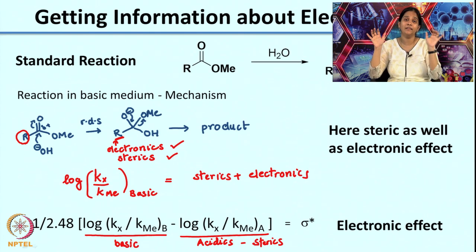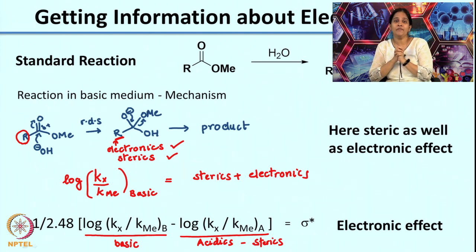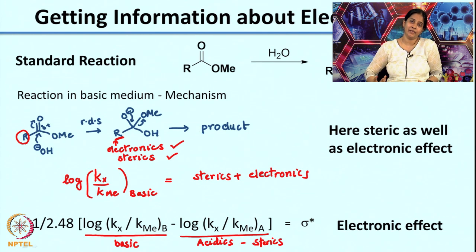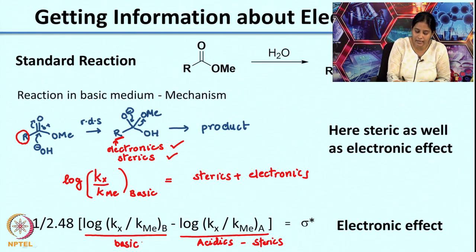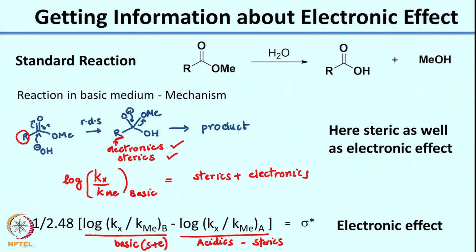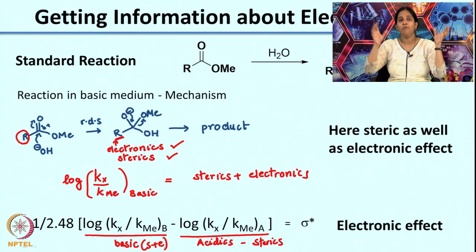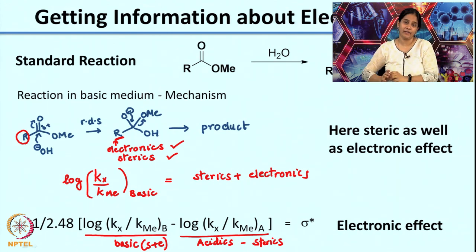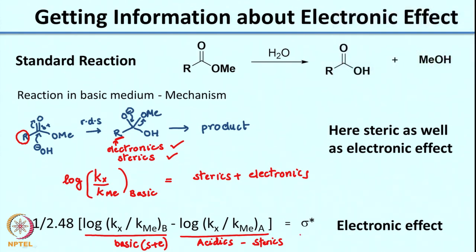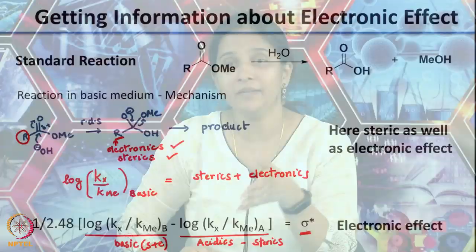So if I subtract these two terms, what is the effect that you get? It is the electronic effect. So again, I will repeat, in basic medium you have sterics plus electronics, so I will call it S plus E. In acidic medium you have only S, which is sterics. So when you subtract basic and acidic, what you get is only the electronic effect, and that's what is given by sigma star. So sigma star gives you only the electronic effect, which has been gotten by subtracting the Kx over Kme in the acidic medium from the basic medium.